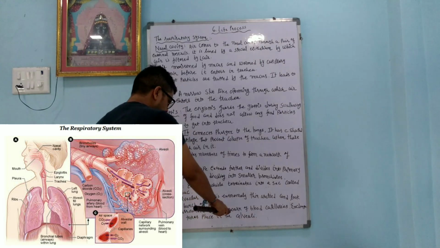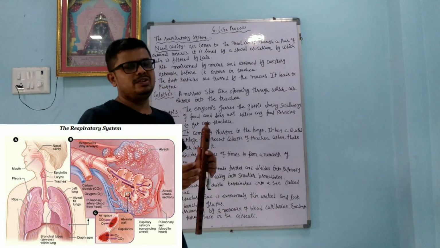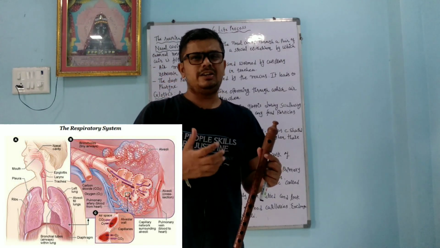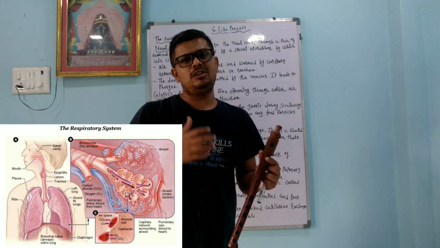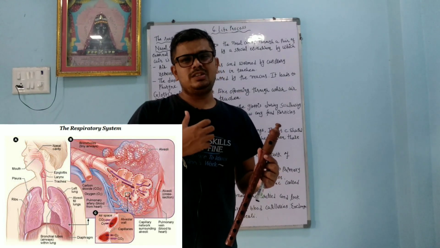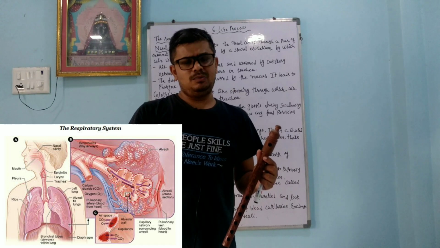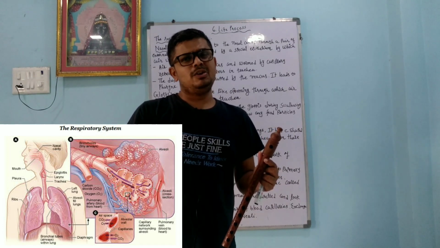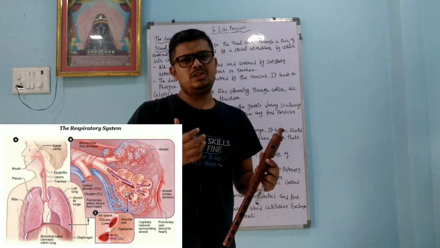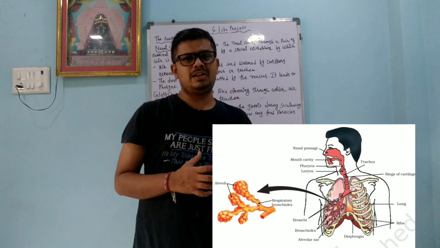Exchange of gases takes place in the alveoli. Like all the organs need oxygen, so oxygen enters, and from the other organs carbon dioxide comes, so that will go outside of the body. So that exchange of gases takes place by what? Alveoli.